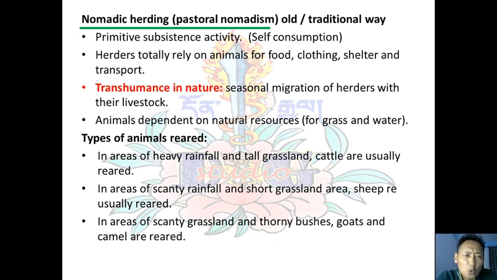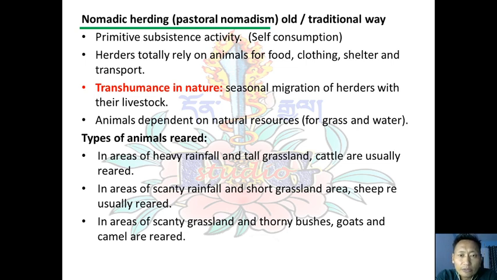Here we can say old or traditional way of rearing and grazing of animals, mainly for what? Self-consumption. Here the herders means those people who are rearing and grazing the animals are called herders. They are totally dependent on animals for their food, clothes, shelter, and transport. So one main peculiar characteristic of this animal rearing and grazing is transhumance in nature.